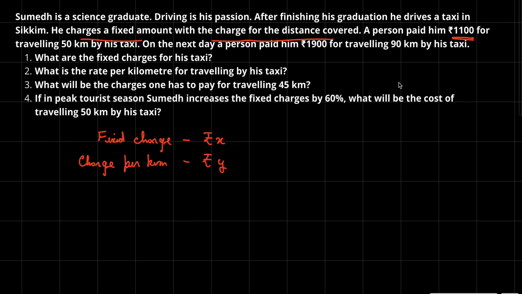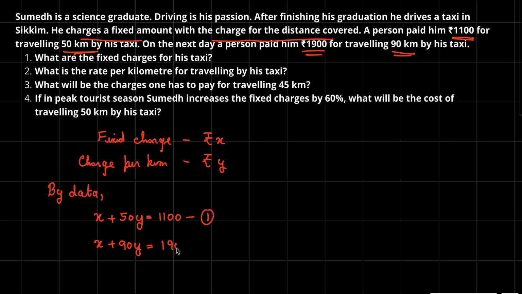Person paid rupees 1100 for traveling 50 kilometers by his taxi. So for the first part we get fixed charge X for using his taxi, and then he has traveled 50 kilometers, so 50 into Y, and that will be 1100, and this is equation 1. Same way the second scenario, paid rupees 1900, traveled 90 kilometers. So X plus 90 into Y, that will be 1900, equation 2.